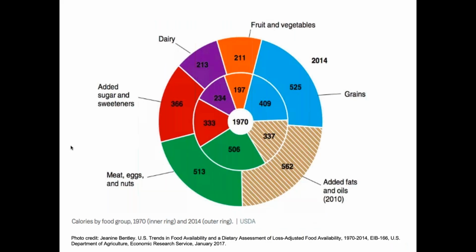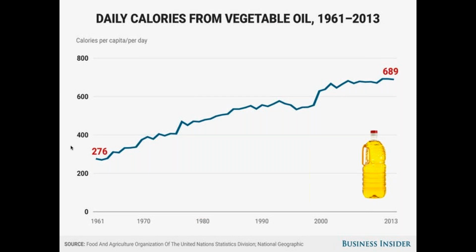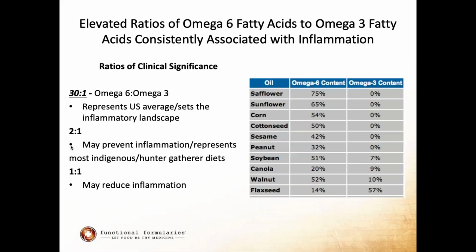So the USDA can show this in a lot of different fashions, but you can see here that added fats and oils have gone up from around 337 calories per day for the average American to 562. That's conservative compared to what we have from National Geographic, whose statistics department show that in 1961 the average American got around 276 calories, now well over 600, almost 700 calories per day. Again, a lot of it is used in processed foods, things with long shelf lives, fried food, of course. So it's coming at us in a lot of different ways.